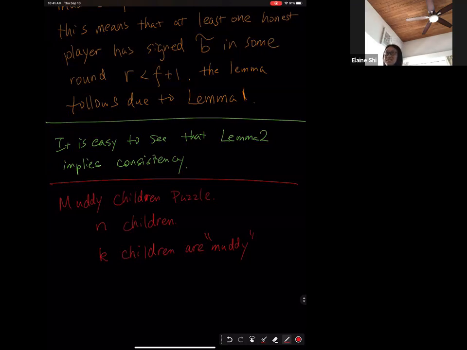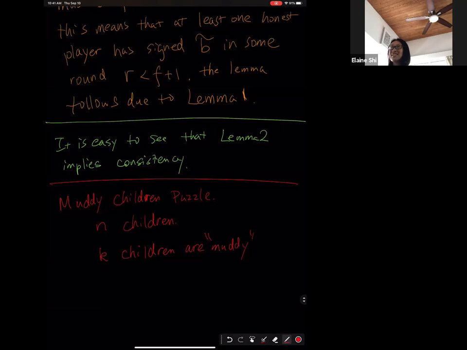And do the kids not talk to each other? They don't talk. They just look at each other, and no communication allowed. Wait, so what's the problem? What are we trying to do? Once you solve this puzzle, you'll see why there's a similarity, I mean, remote similarity between this puzzle and the Dolev-Strong protocol.